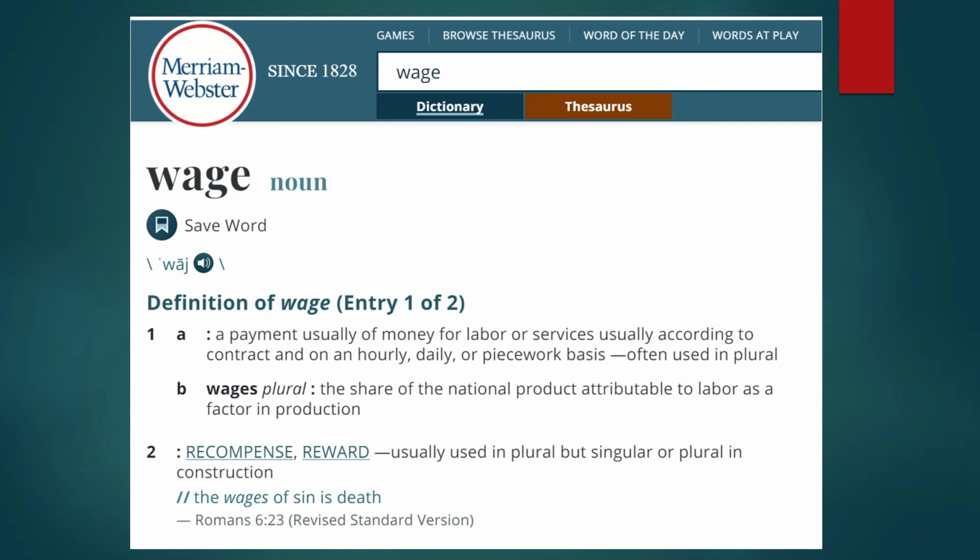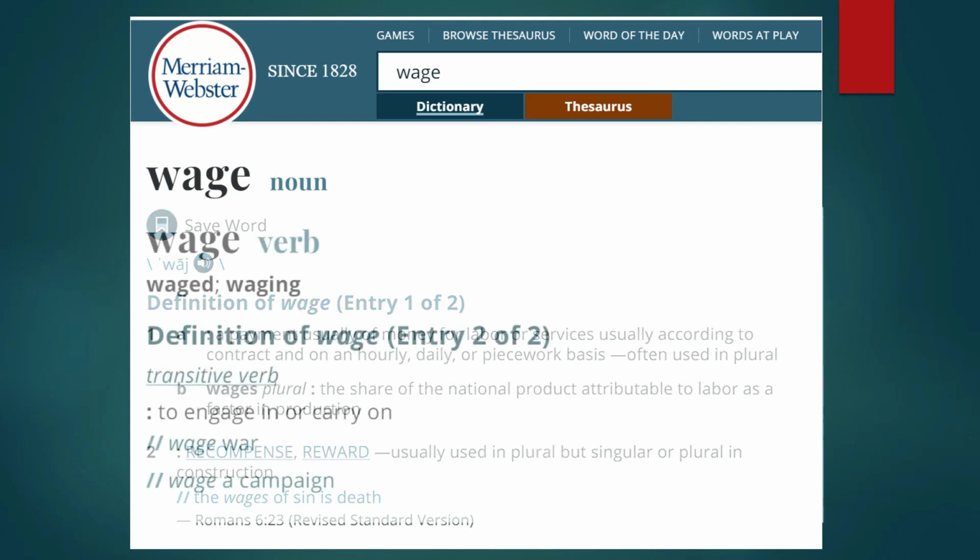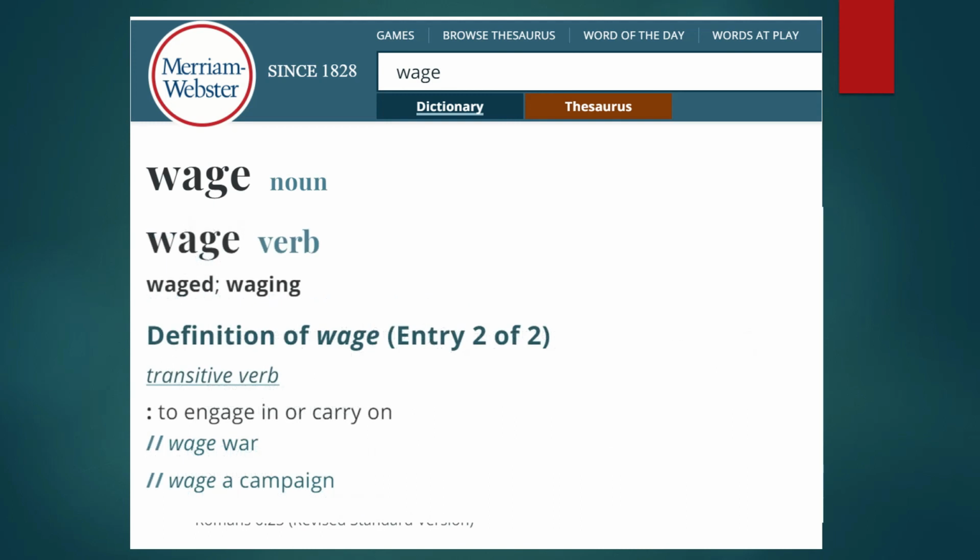But you know what? Before I came to understand wage as a form of payment for labor done, I first met the word wage in the Bible. Because you have this saying in the Bible, the wages of sin is death. You can also use wage as a verb, to wage war, to wage a campaign. As a verb, it means to engage in or carry on.